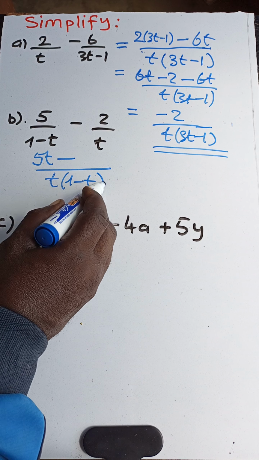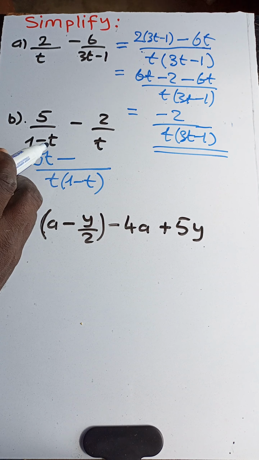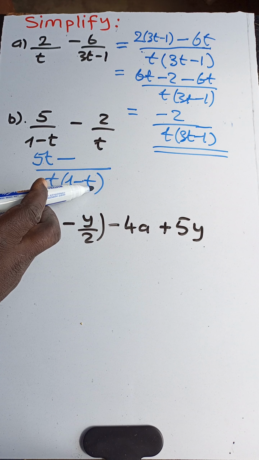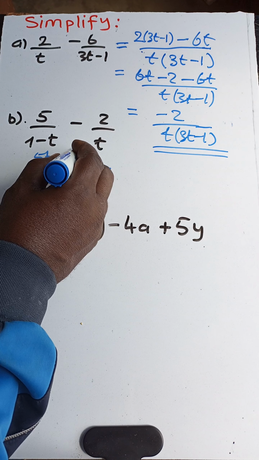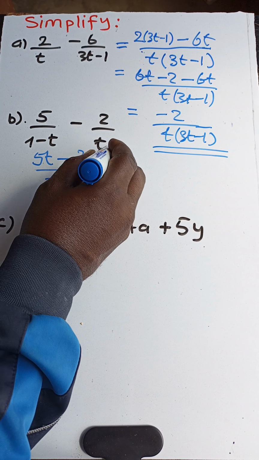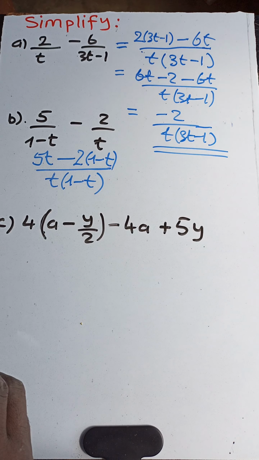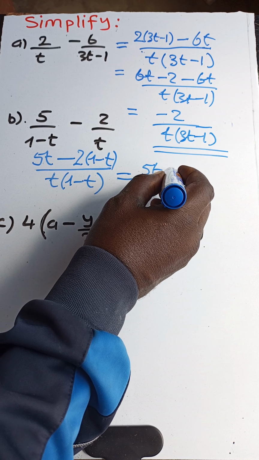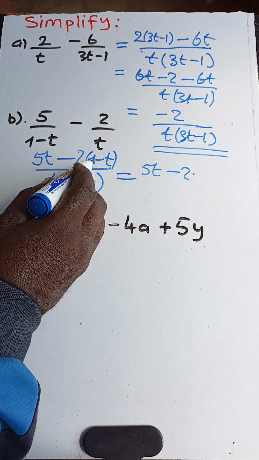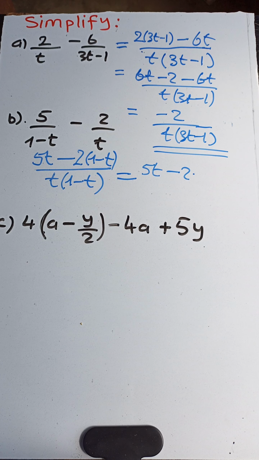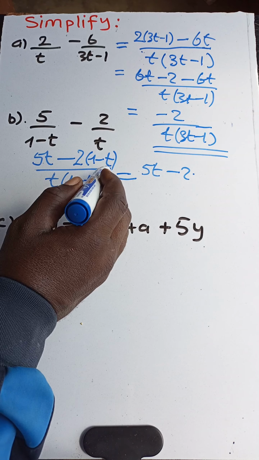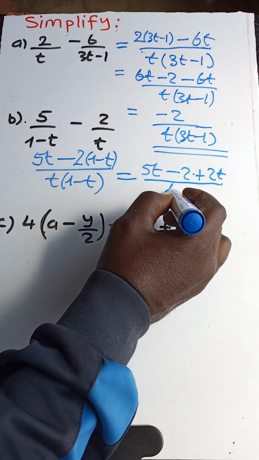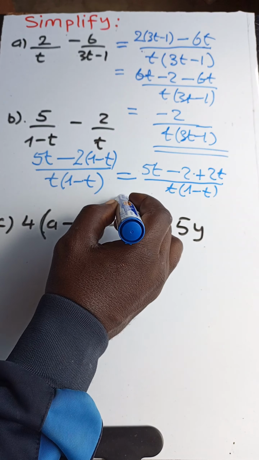minus this LCM divided by t. Again, mentally you can do that. This t cancels that t. And then we're left with 1 minus t. Multiply to 2. Write 2 into 1 minus t. Okay. So we open out the brackets. We have 5t minus 2 multiplied to 1 is minus 2. Minus 2 multiplied to minus t becomes positive 2t, all over t into 1 minus t.